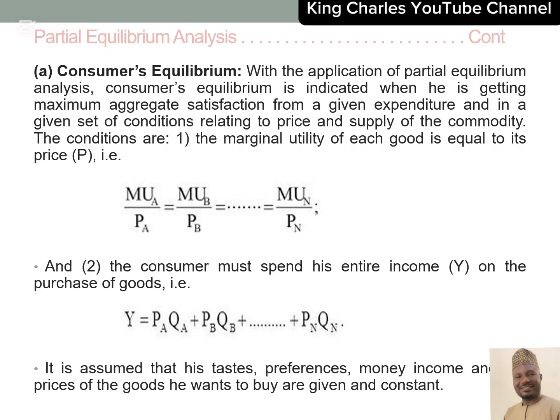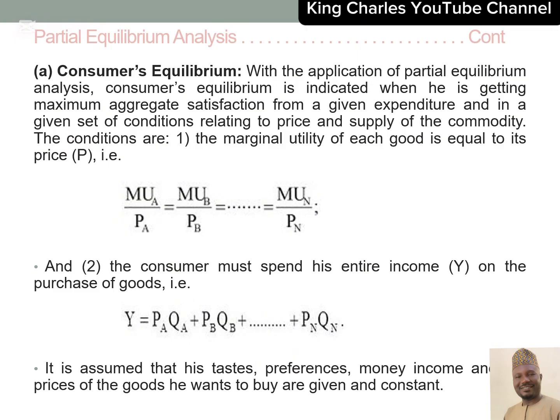B, commodity B, is bread. Let's say the price of bread is 400 naira. So PB equal to 400 naira. Quantity demanded of bread equal to 1. So you put that down. Then commodity C, it's Milo, and the price of Milo is 100 naira.